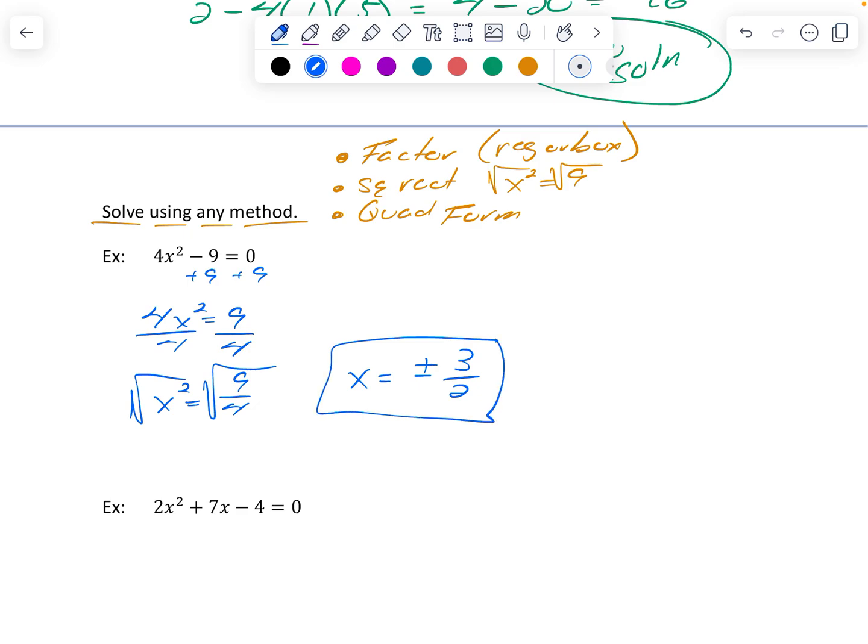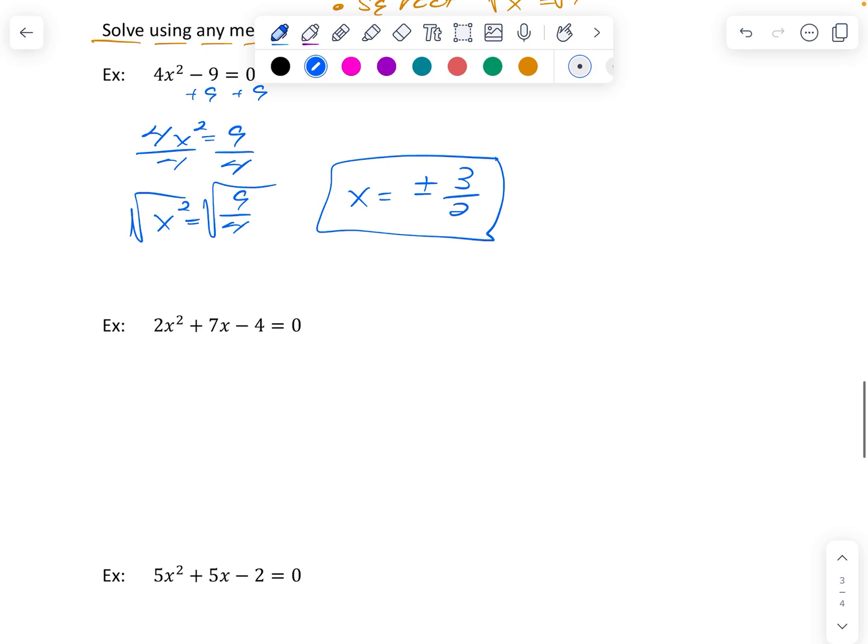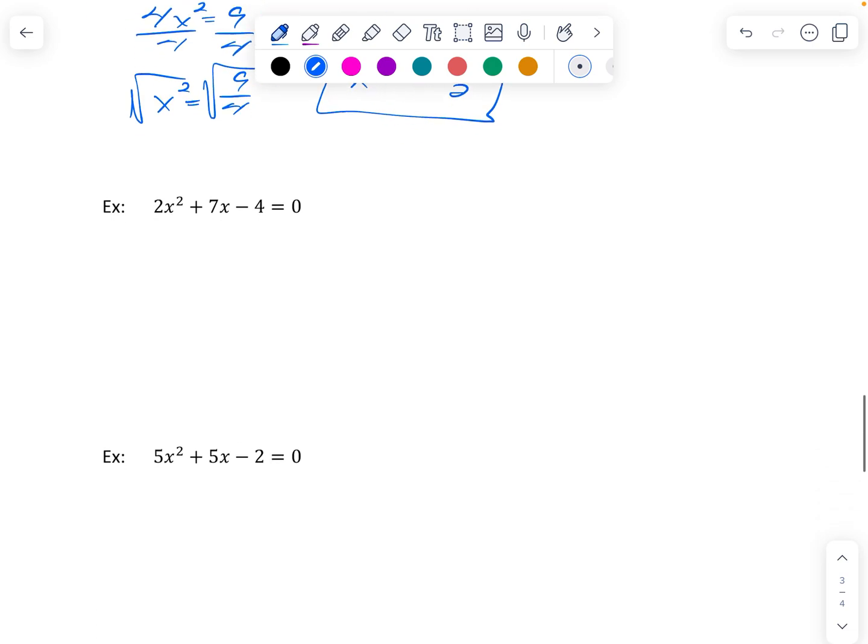And that's good to do when you just have x squared. Now this next one, maybe I'll try to factor it. So remember, we multiply those together, -8. Let's see, with -8, I could do 8 times -1, gives me 7, right? 8 times -1 is -8, but then 8 plus -1 is 7.